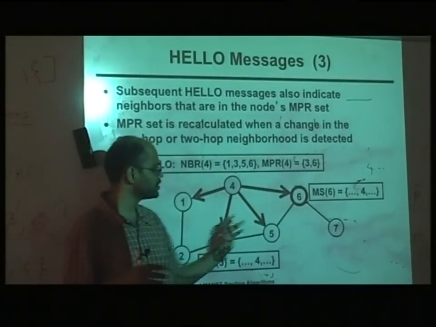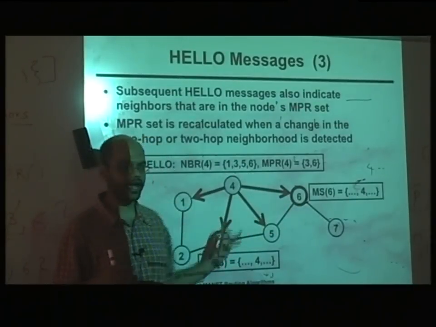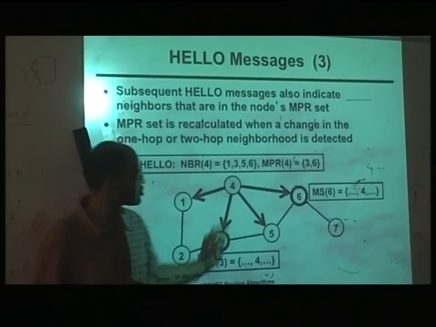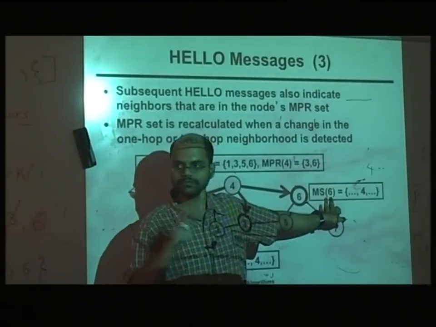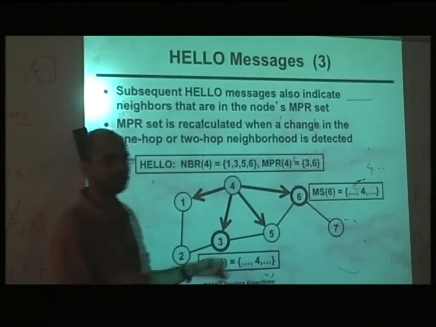So at the end of this, 3 and 6 know that I am selected by 4 to be its MPR. So they can calculate the MS, the same definition. So everybody can now calculate MS.